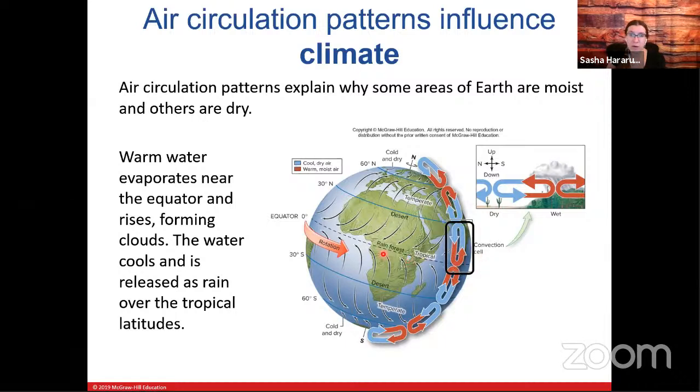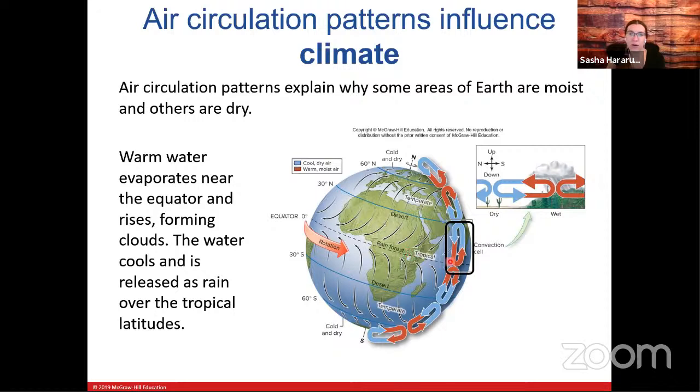So at the equator, how do those convection cells work? The basic underlying mechanism is that warm air rises and cool air is more dense and falls down. Okay, so warm air is less dense and it wants to rise up, and once it rises up it cools down and eventually falls to the ground somewhere else.